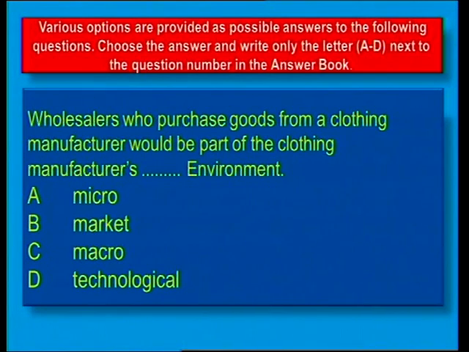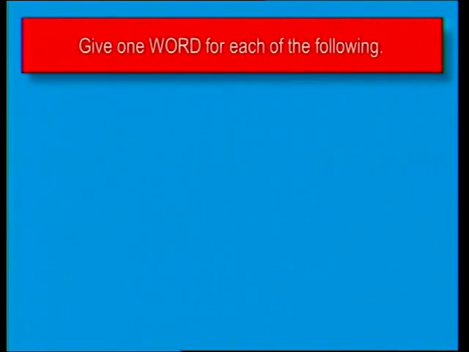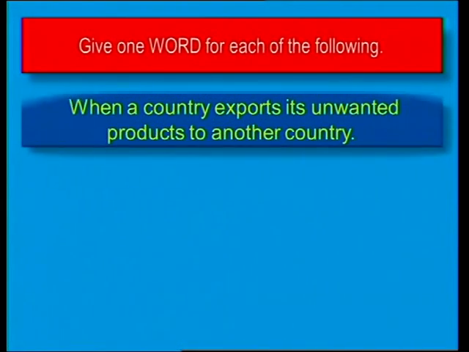Yes. So which one is the correct answer? Let's see quickly. Do we get a response? No, we did not get a response, Melanie. Let's see the answer. The answer is B. B. Market environment. Right on. Alright, and so now let's move on to other types of questions that you could encounter in question 1 of section A. And this is the section where you could give one word for each of the following.